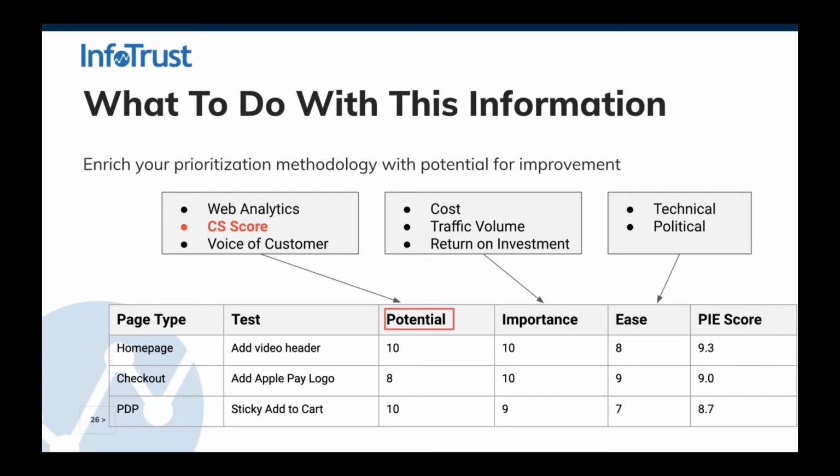We also look, of course, at importance. What would it cost to make this improvement, traffic volume, return on investment for the pages that we need to improve, and then finally ease, whether that be technical or political, getting buy-in across your organization. So it's just another way to use data to decide which tests are most important to your business objectives.